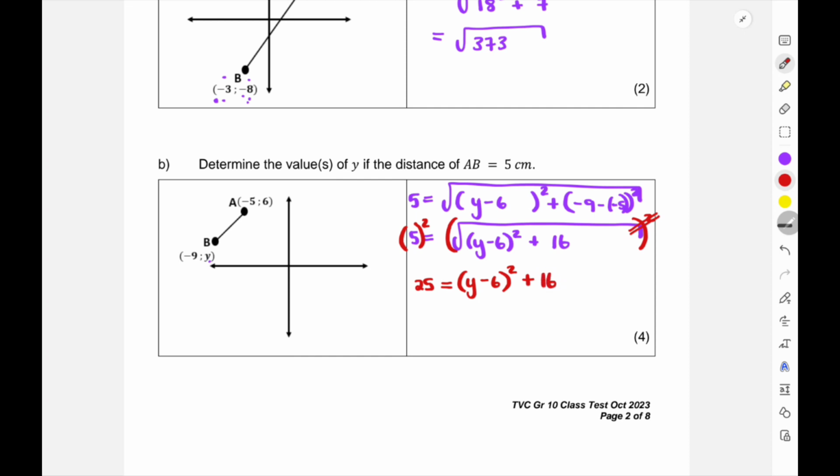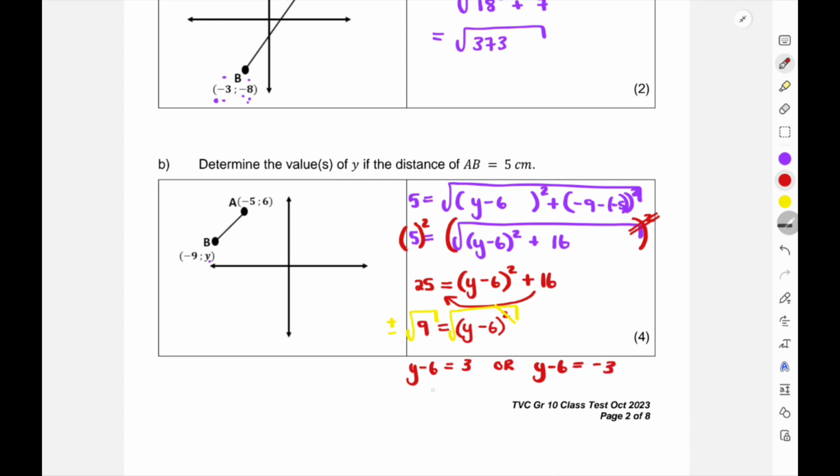Okay, lots of students did this. They took the 16 over, 25 minus 16 is 9, which is equal to y minus 6 squared. And now very important: when they square rooted this, please remember, if you square root your 9, it should be a plus minus 3. So it's either y minus 6 is a positive 3 or y minus 6 is a negative 3.